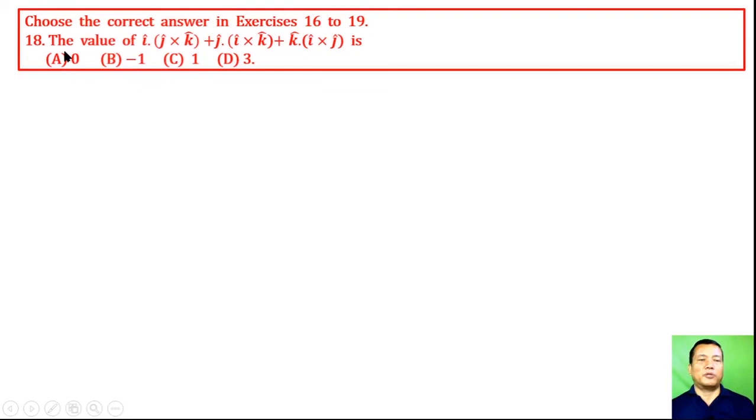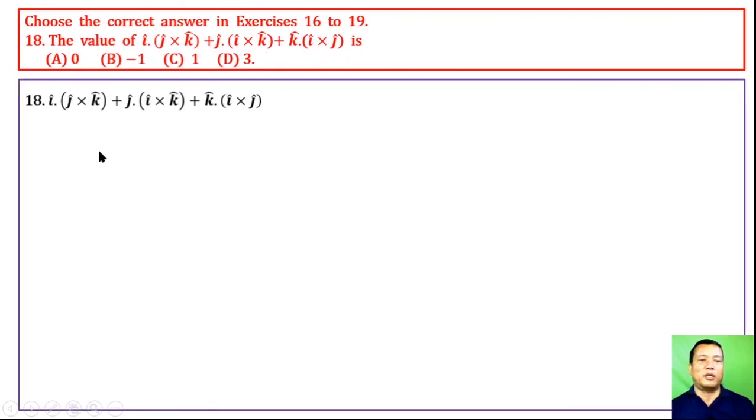Question number 18. The value of the sum of these three scalar triple products is: i dot j cross k, plus i cross k dot j, plus i cross j dot k. Here i dot i is 1, minus 1, and 1, so the total is 1. Correct option is C.